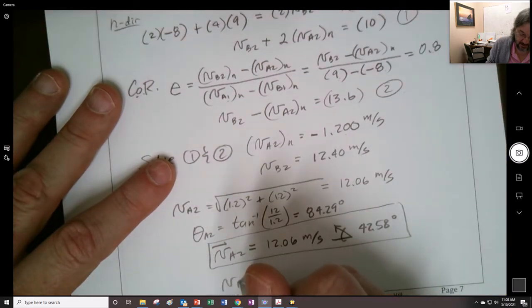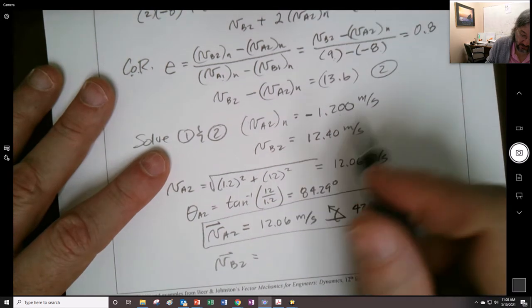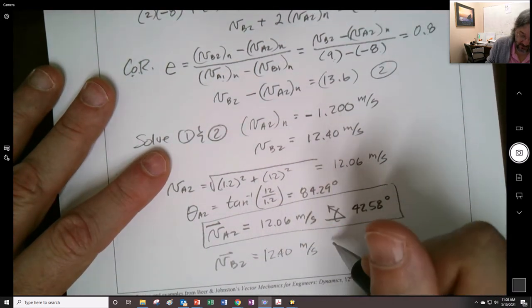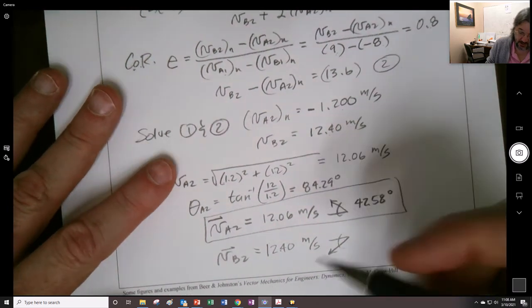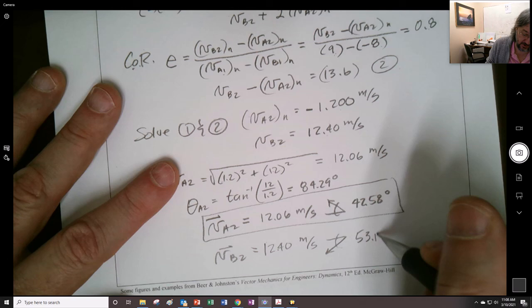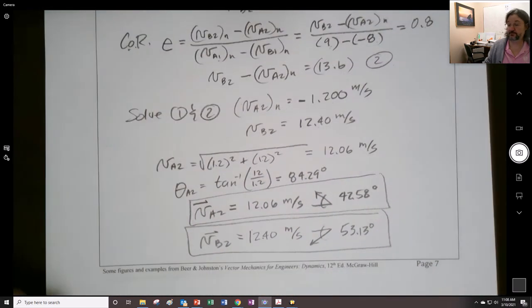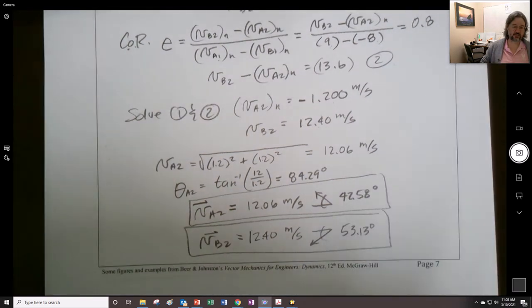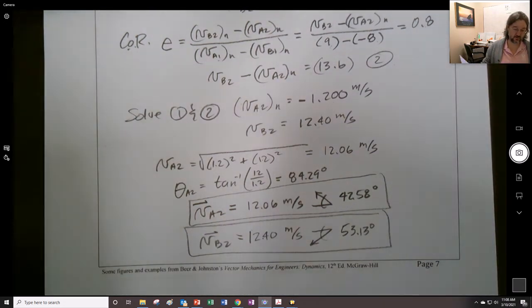Now the VB2 is going to be just what we found, the 12.40 meters per second, but it's going to be coming down in that quadrant right there at the 53.13, which is the 3-4-5 triangle angle. So hopefully that's a complete problem. I didn't calculate the efficiency in my example, but we totally could find what the efficiencies were going to be right there.